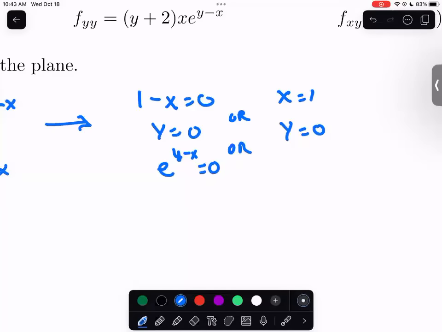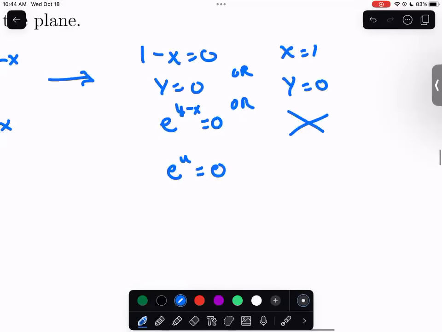When you apply a logarithm, you have to do it on both sides. And on the right-hand side, you would be taking the log of zero. And you punch that into your calculator to get the answer, and it says error, right? Undefined. So in this case, there are no additional solutions that come from this, e to the y minus x equals zero.